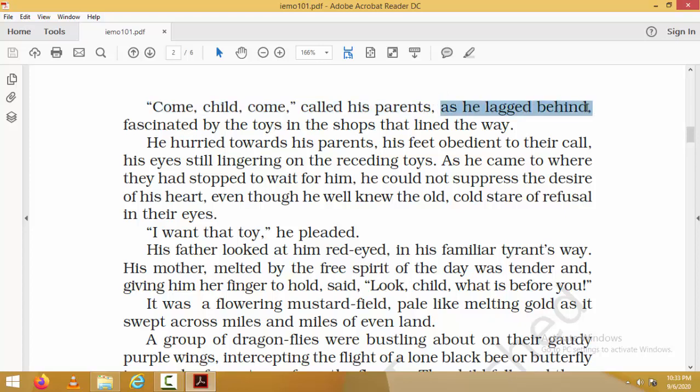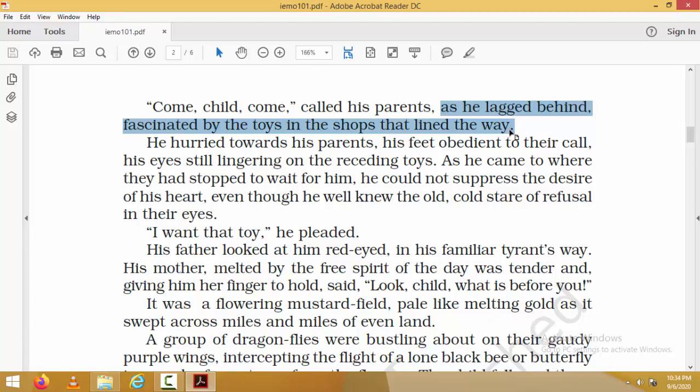As he lagged behind, fascinated by the toys in the shops that lined the way. So the boy was going with his parents along the lanes. When he was going, some shops were lining along the way. So he was just looking at those shops, and he was attracted towards the shops. So he was lagging behind them. Okay, parents were moving just before the boy. The boy was lagging behind them because this boy was attracted to the toys.